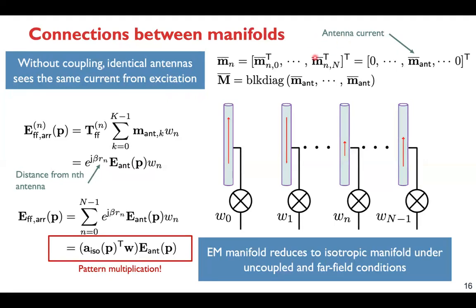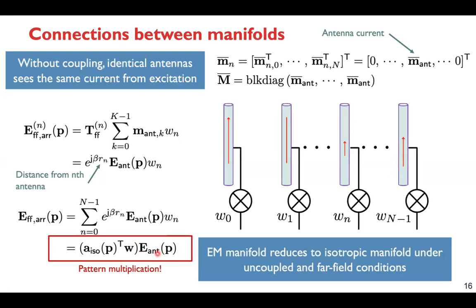So if we assume no coupling, which means that when we excite a single element, only that single element is excited, and we simplify based on our proposed manifold here, we can actually obtain the same expression that we would obtain from pattern multiplication, where we have our array factor here with the isotropic steering vector and the weight vector, and the element pattern here, which is denoted here as E antenna.